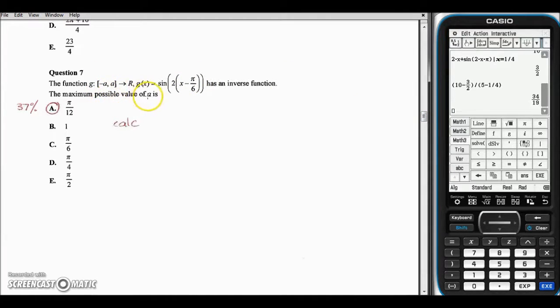Okay, moving on, we've got a sine function that has a domain of negative a to a. Now, what's the largest value of a that will mean that an inverse function is still defined? So if we know anything about inverse functions, we know that they're only defined if the original function is 1 to 1. So what I could do is have a quick look at the graph of sine 2x minus pi on 6. Let's see what we're looking at here.